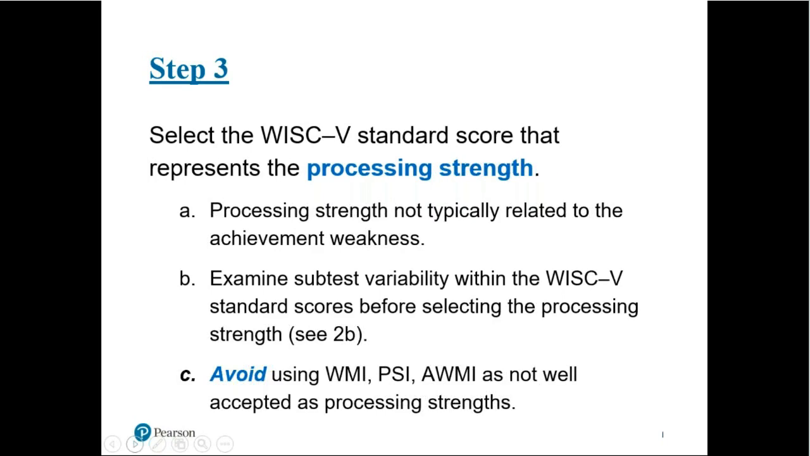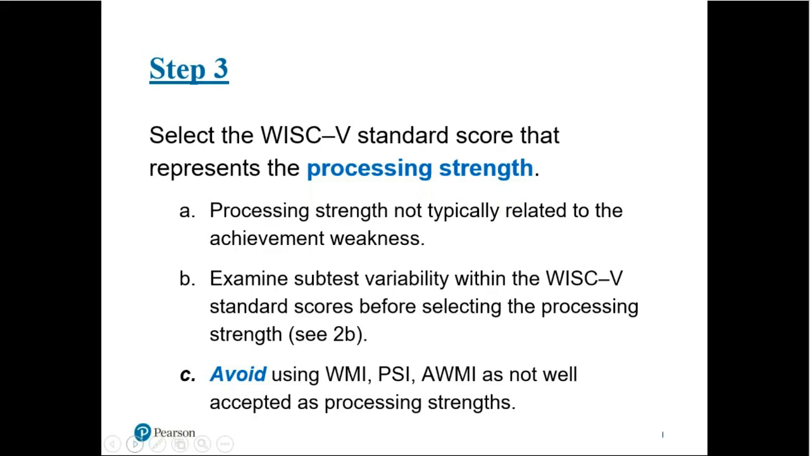Step 3, we select the WISC-V processing strength score, and this processing strength is not typically related to the achievement weakness. So if we had word reading or pseudo-word decoding, perhaps total reading as our achievement weakness, we have working memory, let's say, as our processing weakness, then our processing strength might be fluid reasoning or visual spatial. And so we examine again subtest variability, and like the previous one, we might indicate that actually a different processing strength might be better if there is vast underlying discrepancy in those subtests.